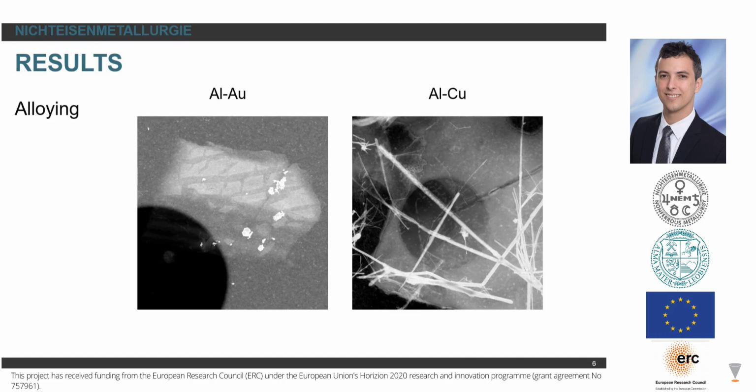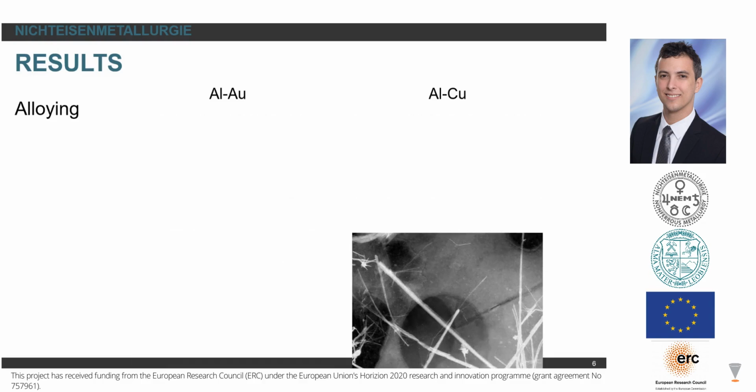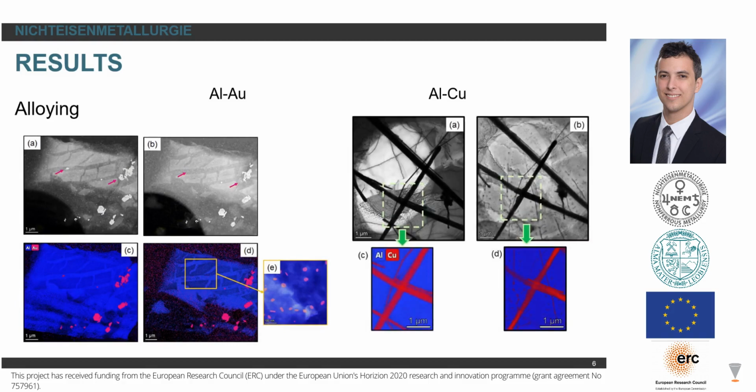Therefore, we did an EDS before and after to compare the results. And as you can see, for aluminum copper, it's obvious: you see here some veins of copper everywhere. But for aluminum gold, it was subtle. We then need to do higher magnification in the middle of the material to see some small plates.